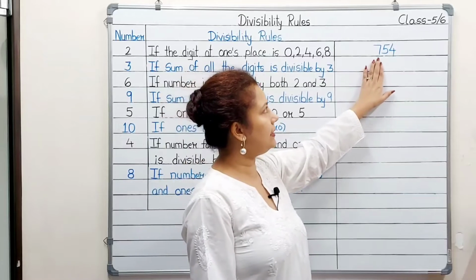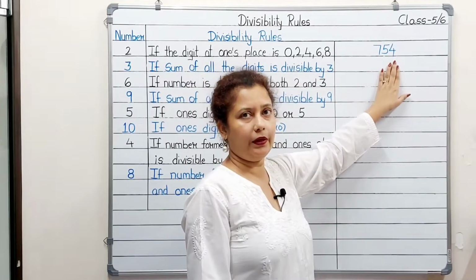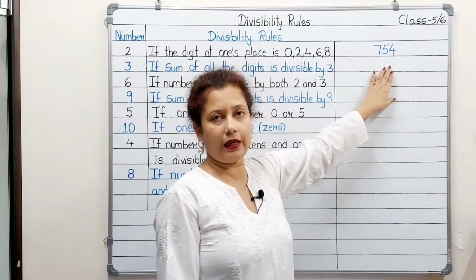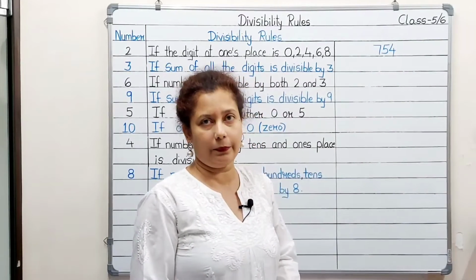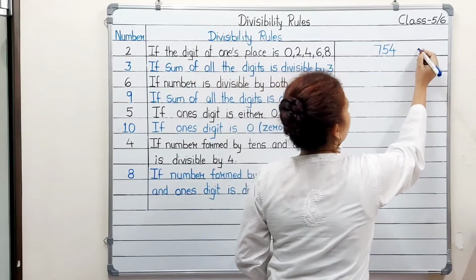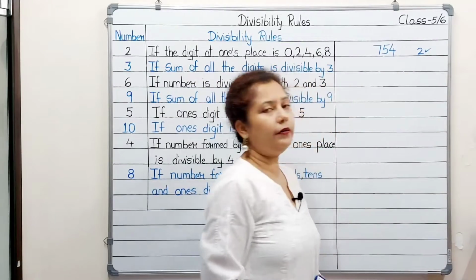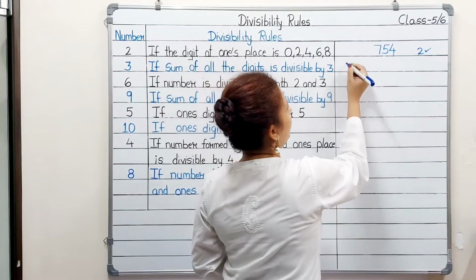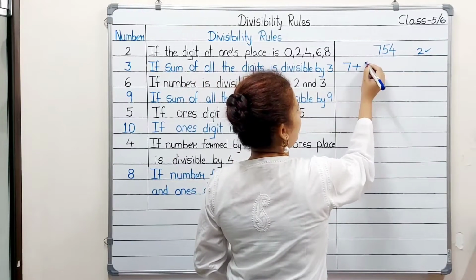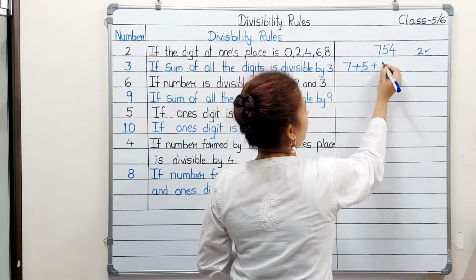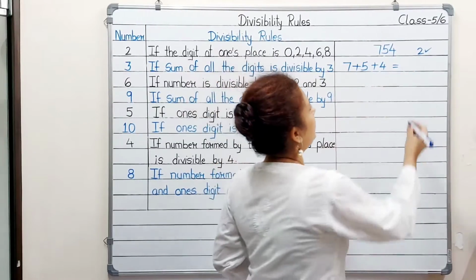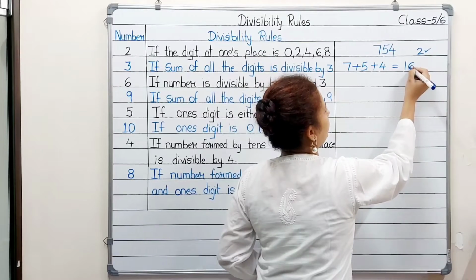The given number is 754. 4 is present at its ones place, that means the number is an even number, so it is divisible by 2. Now we will see if the number is divisible by 3. For that, we will add all the digits of the given number, 7 plus 5 plus 4. So here the total is 16.